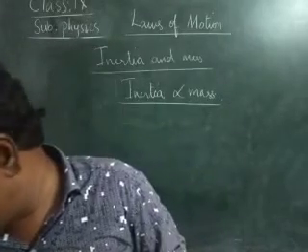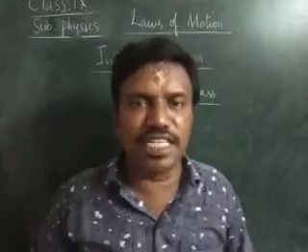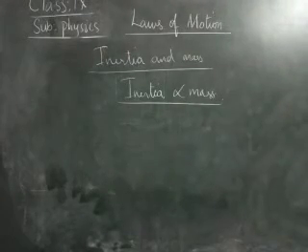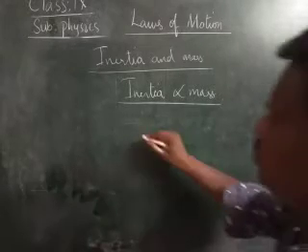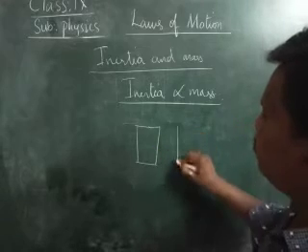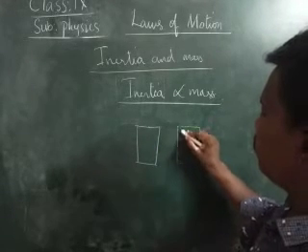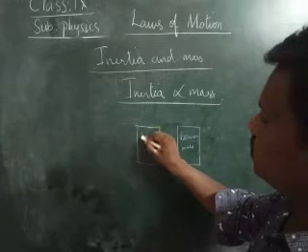Here in the textbook, he asked about pushing two wooden boxes with the same forces. That means there are two wooden boxes, one with the heavier mass, one with the lower mass.